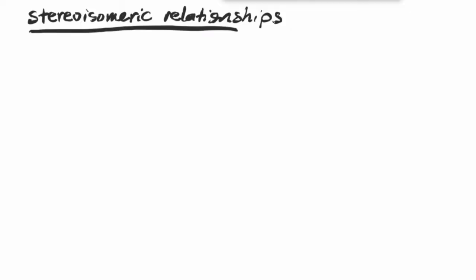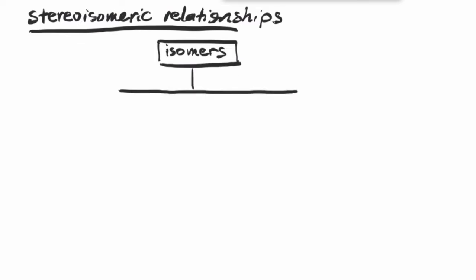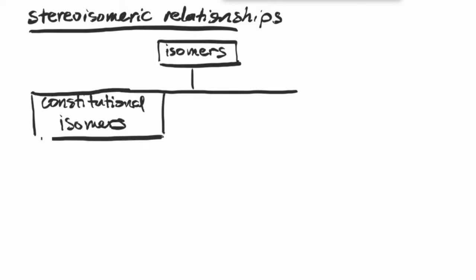Alright, so let's first start looking at stereoisomeric relationships. And to help us out, we will draw a map to help us see the relationships. At the top of this map, we have what are known as isomers, so molecules that have something in common with each other. They are broadly called isomers. Now, when these molecules share the same components in terms of atoms, they are made up of the same types and same numbers of atoms, they are called constitutional isomers.